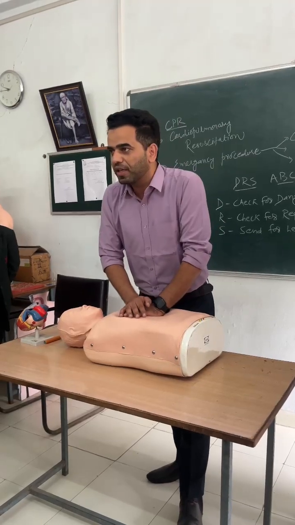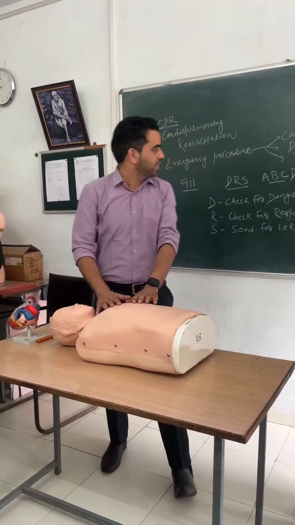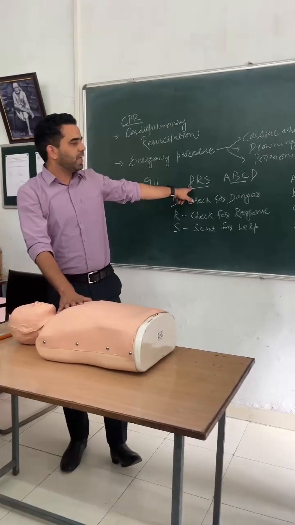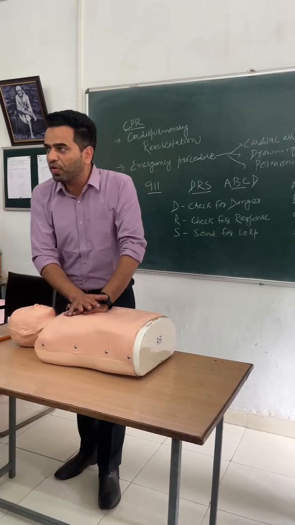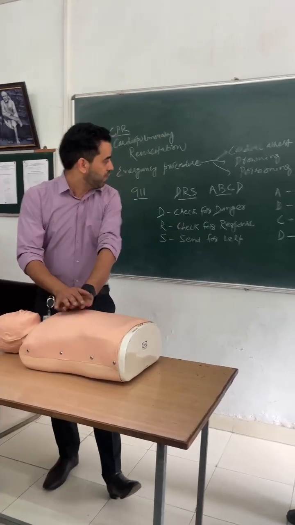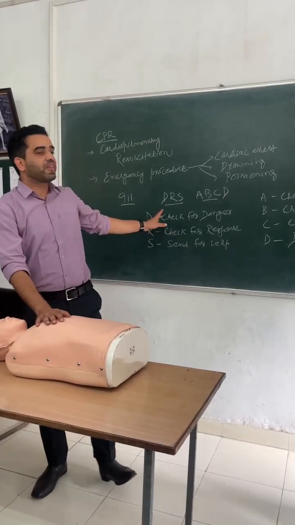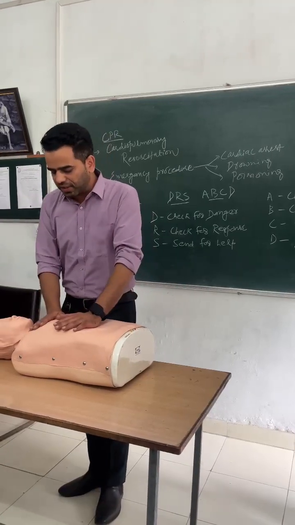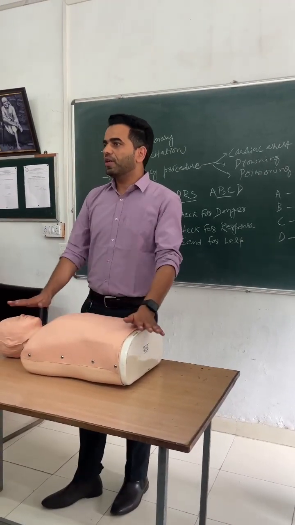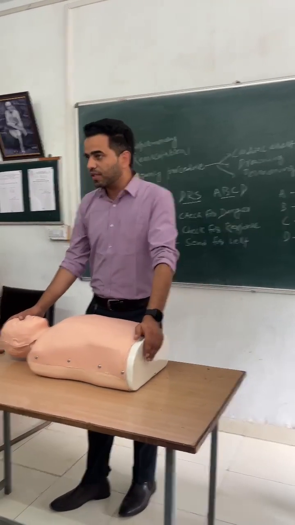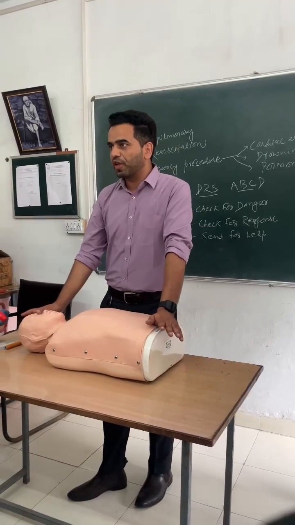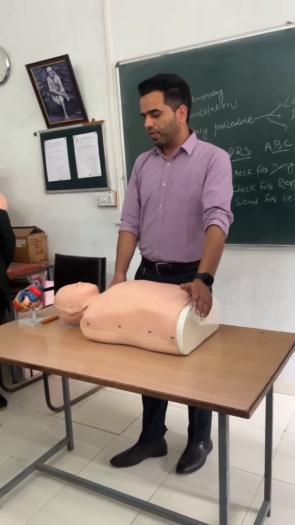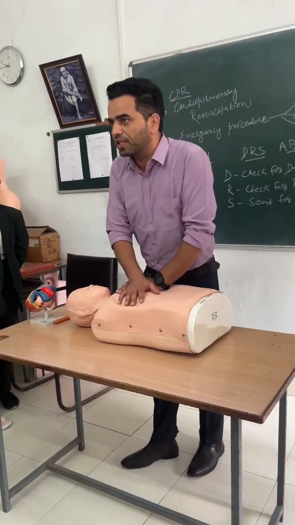So how will we start the procedure? First, we have to remember these things: DRS and ABCD. These are the 4 terms, and you can remember them. First one is D, which means check for danger. Or we can simply start by checking whether the person is responsive or not.